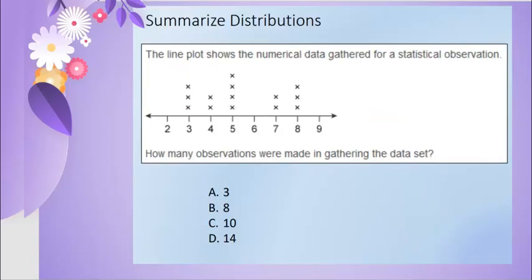All right, let's look at this dot plot. How many observations were made in gathering this data set? Remember, each one of those X's represents one number. So, is it 3? Is it 8, 10, or 14? How many observations were made in gathering the data? So how many people answered their question?